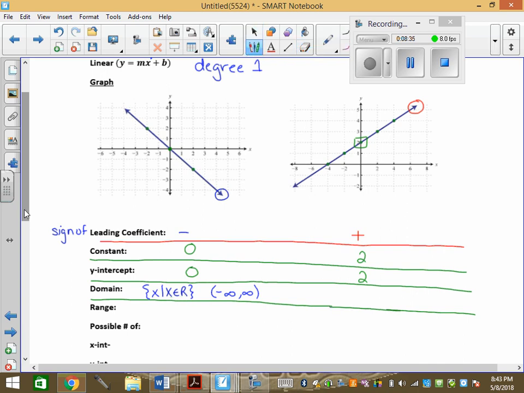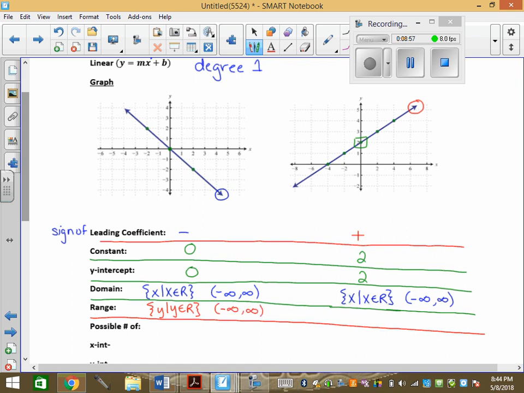Because it doesn't change whether it's increasing or decreasing. The range is y ∈ R because arrows are in opposite directions. So for set notation, and for interval notation, it's negative infinity to positive infinity. You're never going to have to state both of them. I'm just showing you both so that you can actually do both depending on which form you're asked.